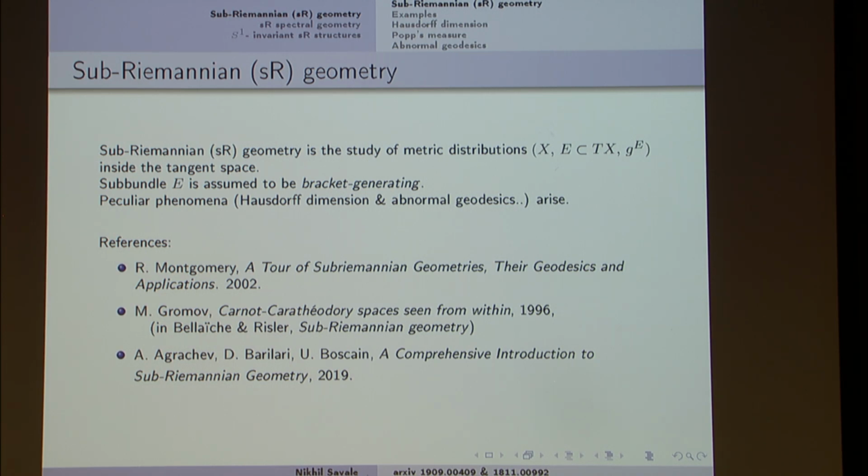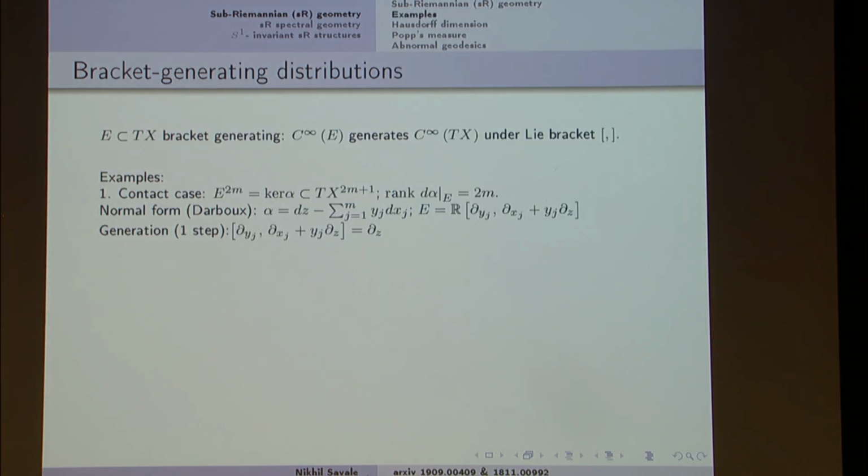Okay, since we're studying bracket generating distributions, let's first begin with some examples of bracket generating distributions. The first example is what's called the contact hyperplane. You're just looking at the kernel of a one-form alpha. Alpha satisfies the contact condition, and under this, you have the Darboux theorem. So your contact hyperplane is spanned by these vector fields in some coordinates. There's a missing dz direction, but that's generated just by the first brackets. Okay, so that's bracket generating.